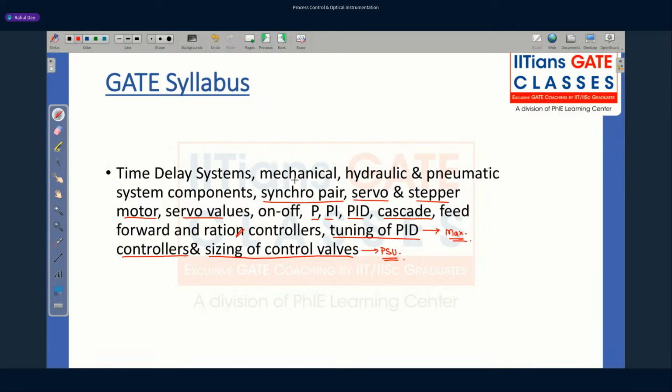From this part, time delay system, mechanical, hydraulic, pneumatic system components, questions are not going to be asked. This is my guarantee, because these topics are very, very lengthy and they are basically theoretical topics. So questions are never asked. In the last 20 years, there are no questions from these topics: time delay system, mechanical, hydraulic, pneumatic, and system components.